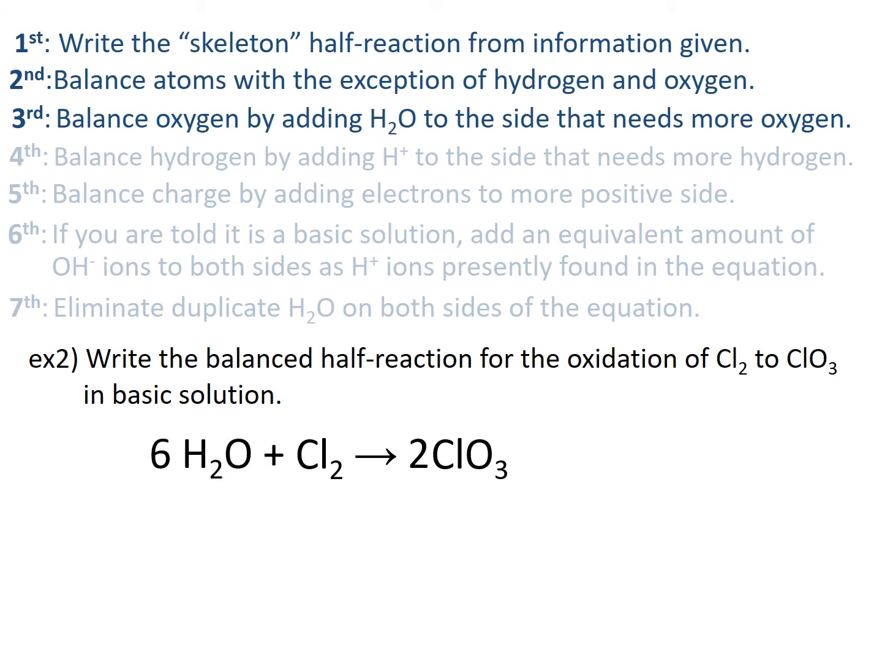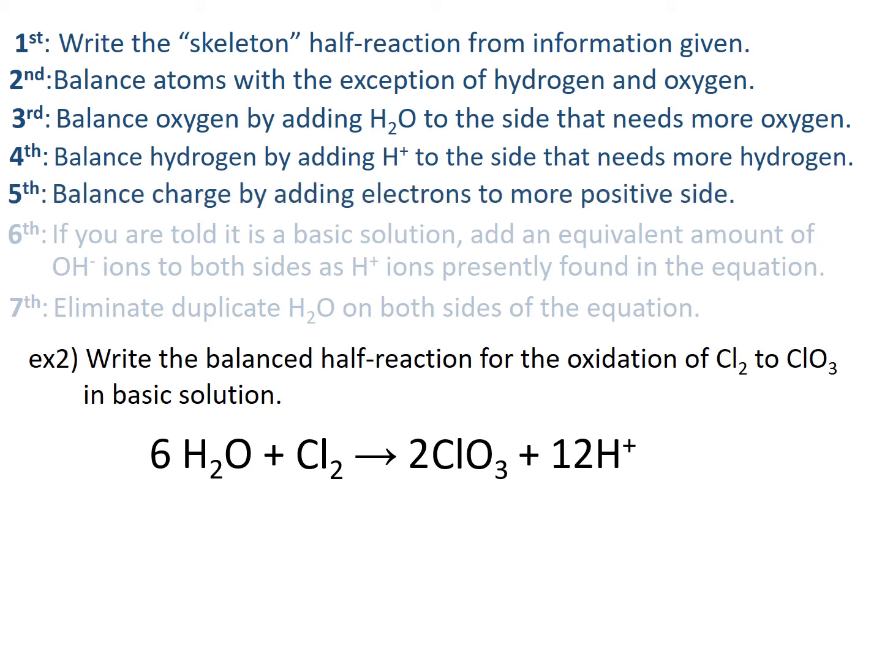I have 6 oxygens on the right-hand side, so I will need 6 H2Os on the left-hand side. Step 4, balance hydrogen by adding H plus to the side that needs more hydrogen. I have 12 H's on the left, none on the right, so I will have to add 12 H pluses to the right-hand side, so I have 12 hydrogens on either side of the equation. Step 5, balance charge by adding electrons to the more positive side. Right now I have no charge on the left, I have a plus 12 charge on the right. I always add electrons to the more positive side to balance out charge. So the right-hand side will require 12 electrons, and that will bring its charge to 0, and then it will match the other side of the equation.